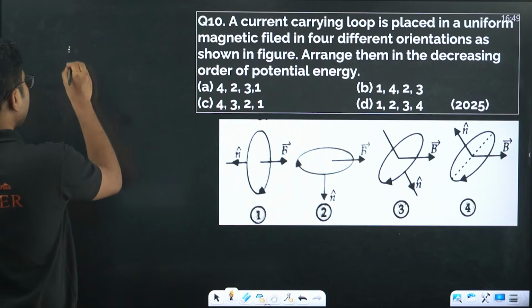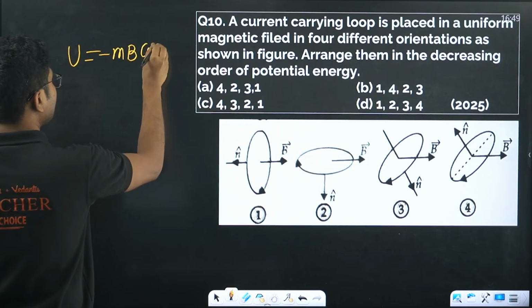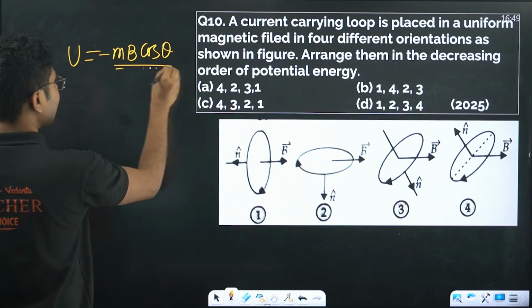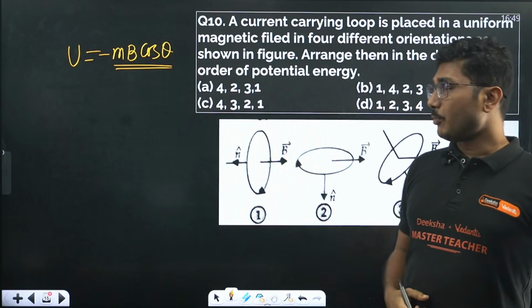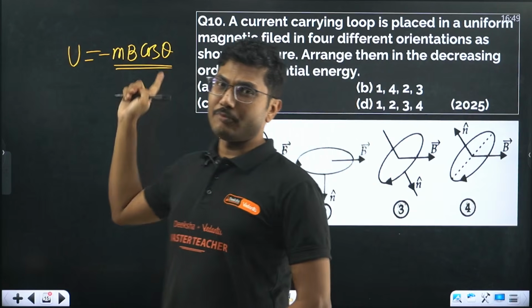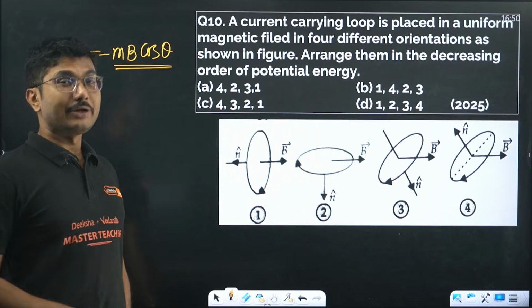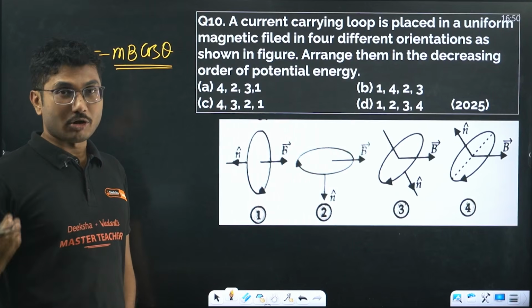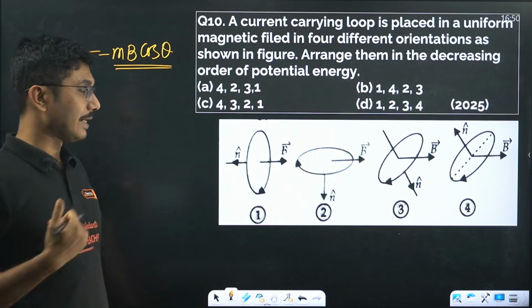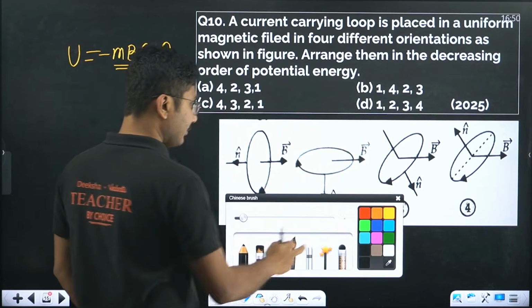So what is the potential energy formula? Potential energy formula is minus mB cos theta. So smaller the theta, smaller is the potential energy. Potential energy is not minimum for 90 degrees because 90 degrees will give you 0. For 0 degree the angle is even smaller, so that means it will be negative. Negative is smaller than 0. Understand that. So here, first of all, let us write down the angles.